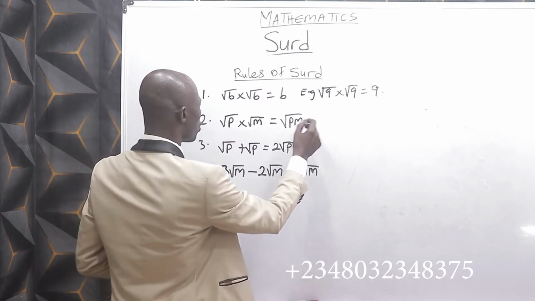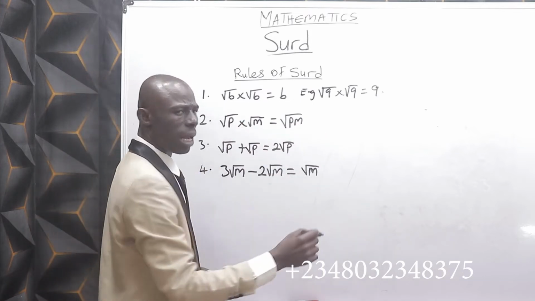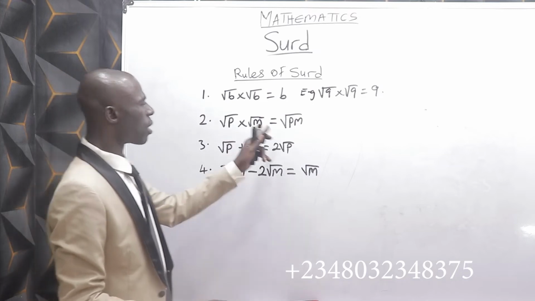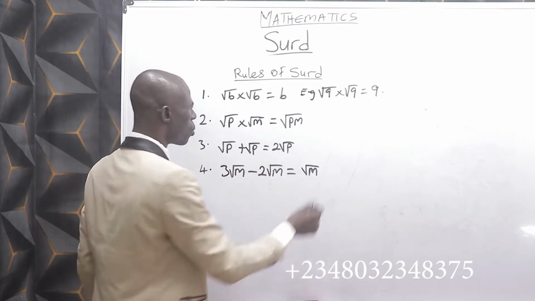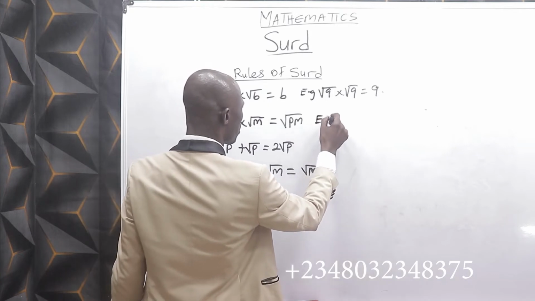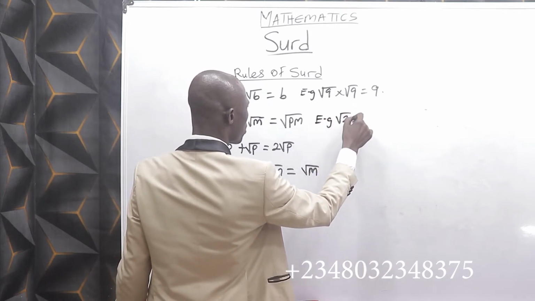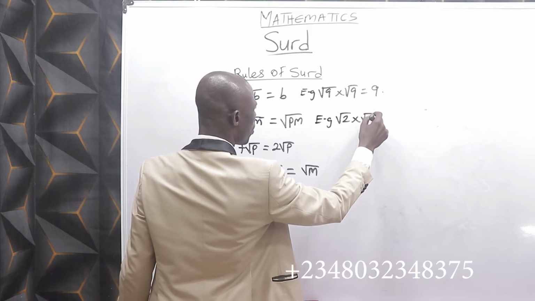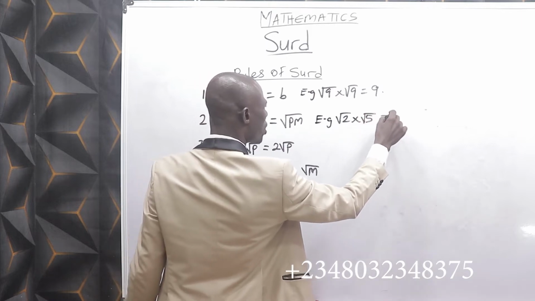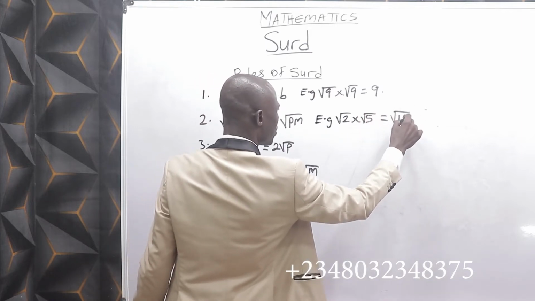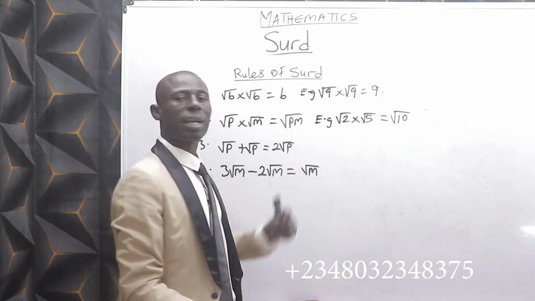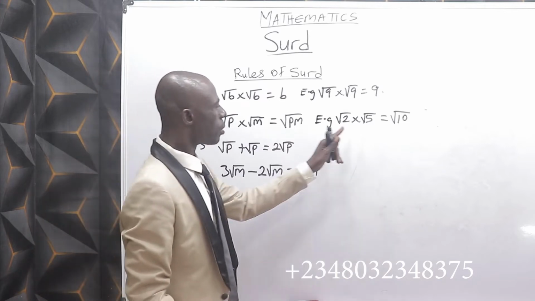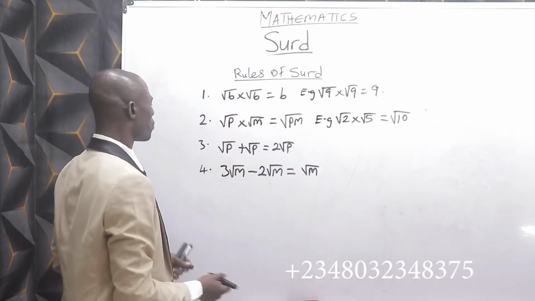Number 2, square root of p times square root of n gives square root of pn, because they are not like surds. For example, when you have square root of 2 times square root of 5, the result will give you square root of 10, because they are not like surds. So it cannot be like number 1. That is square root of 10.